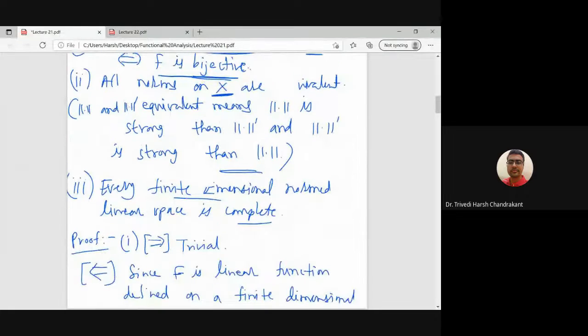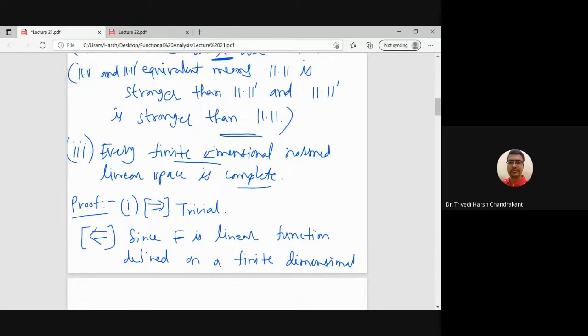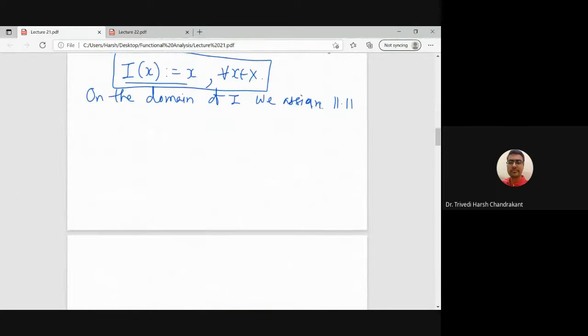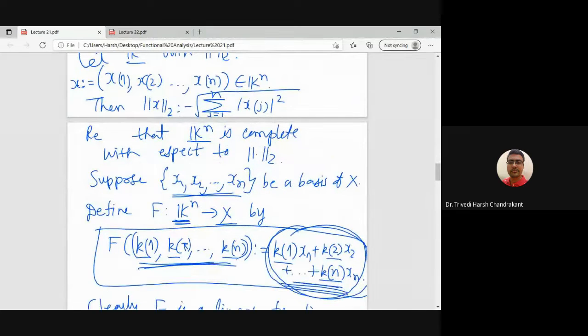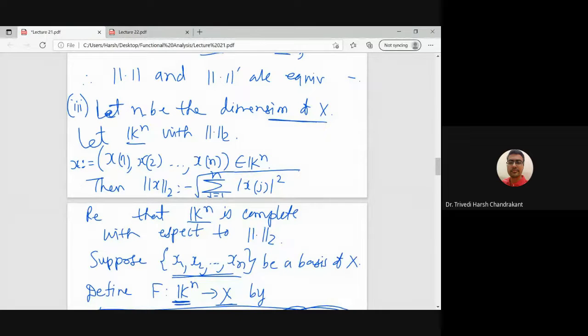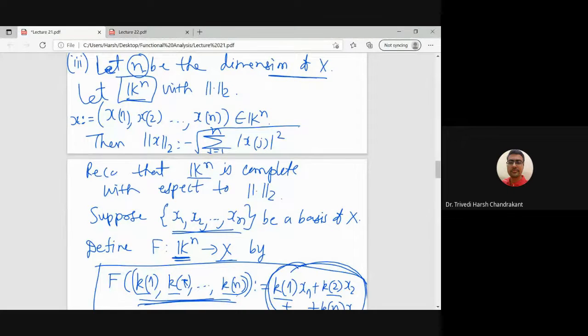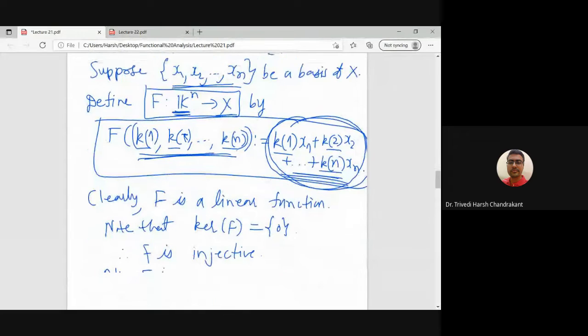So that means any two norms we take on X, one is stronger than the other, and the other is stronger than the first one. And every finite dimensional normed linear space is complete. So in the third part, what essentially we are trying to say is that we have constructed a bijective linear function f from Kn to X, where X is an n-dimensional vector space. So corresponding to n, we are considering Kn, and then we are defining a linear map f from Kn to X, which is bijective.